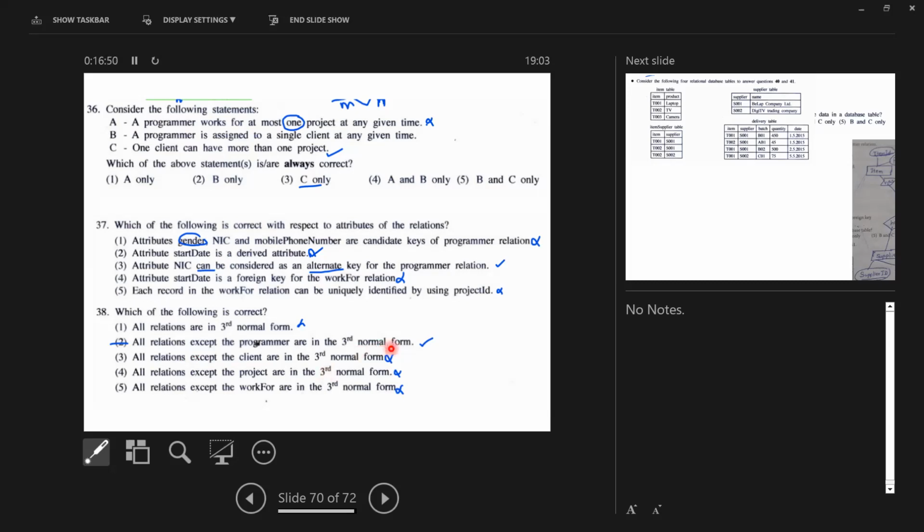Third one: all relations except the client are in third normal form. No, that is wrong because of the programmer table. All relations except the projects are in third normal form. Wrong because of the programmer table. All relations are in third normal form except the work for. No, the reason is the programmer is not in the third normal form. It looks like first normal form.